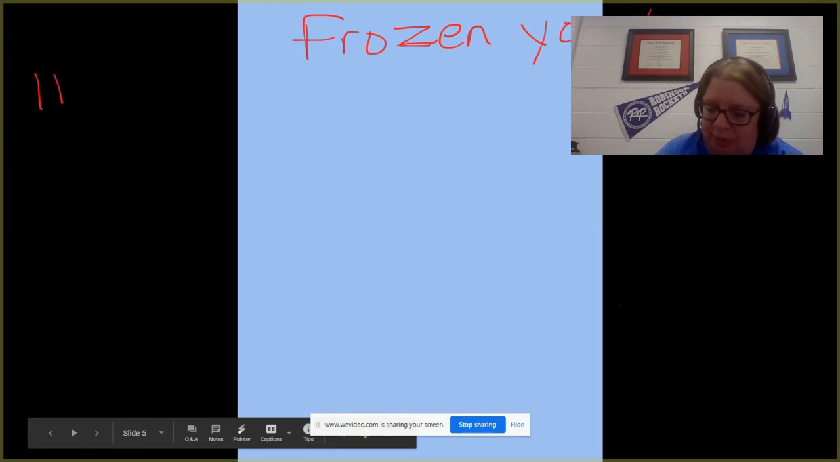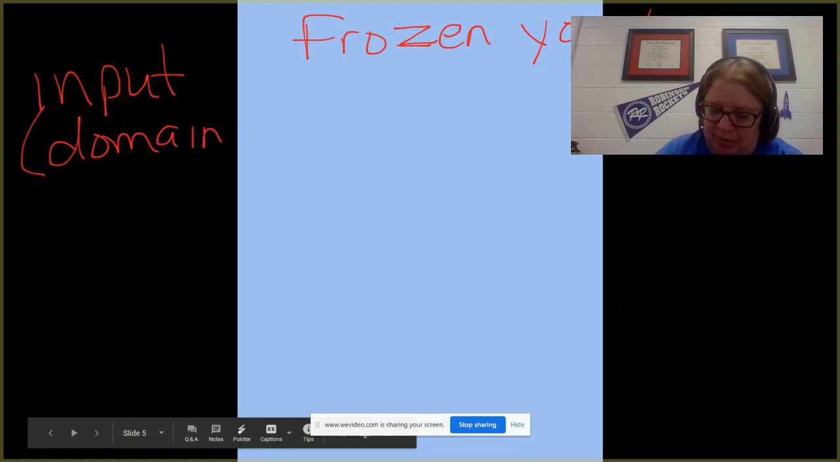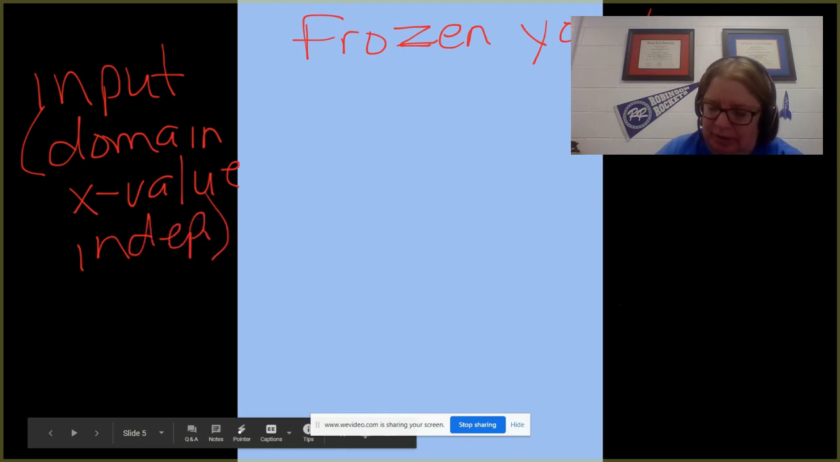We already said that the input, what's another word for input? That's domain. That's x value. That's independent variable. The input is the number of ounces.